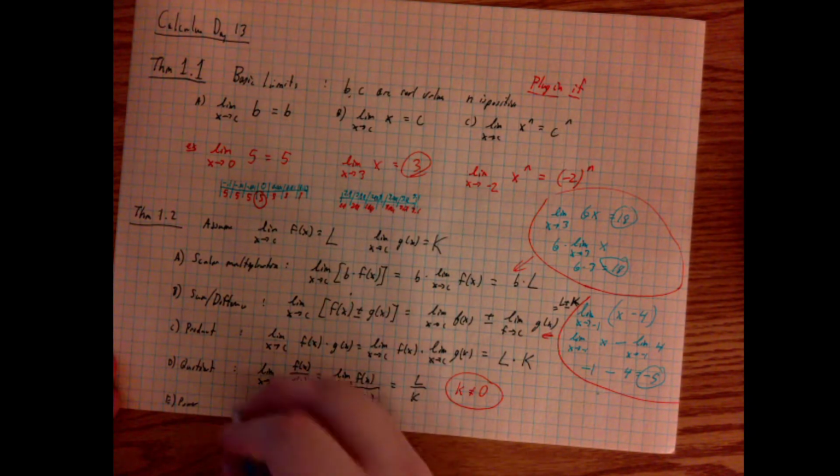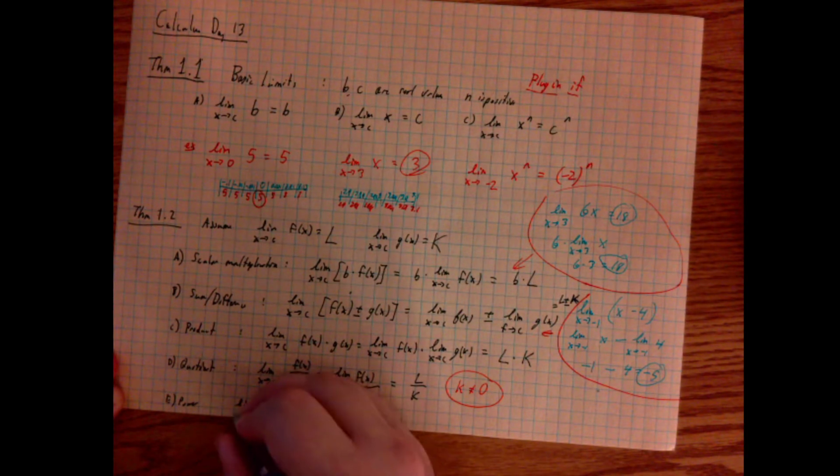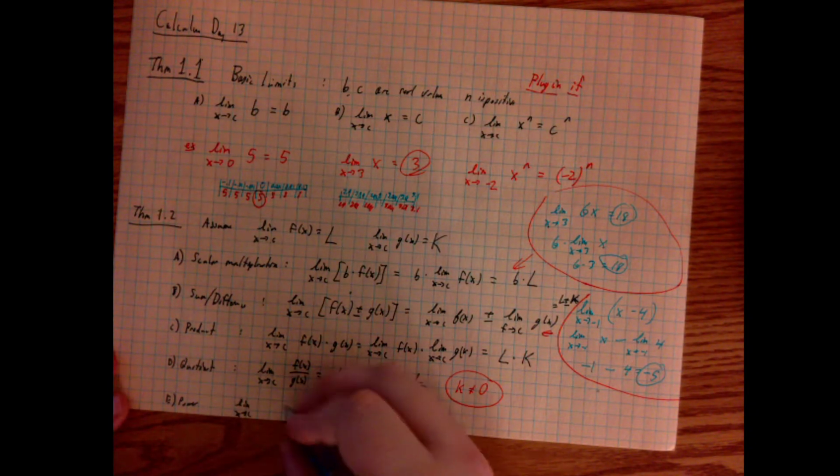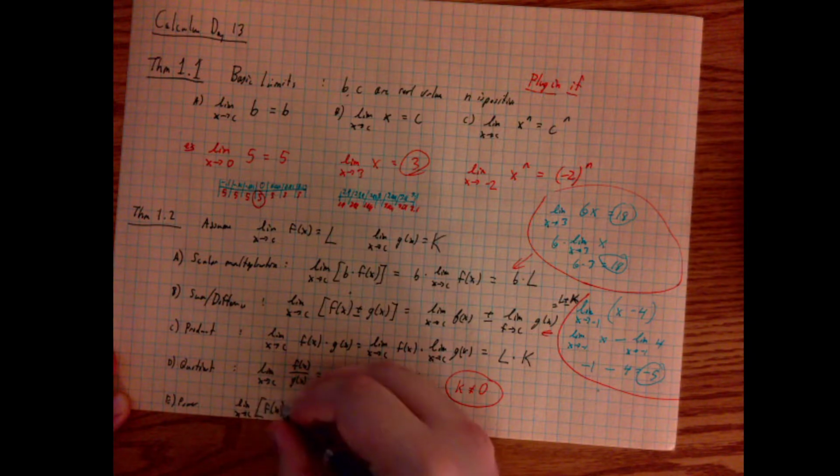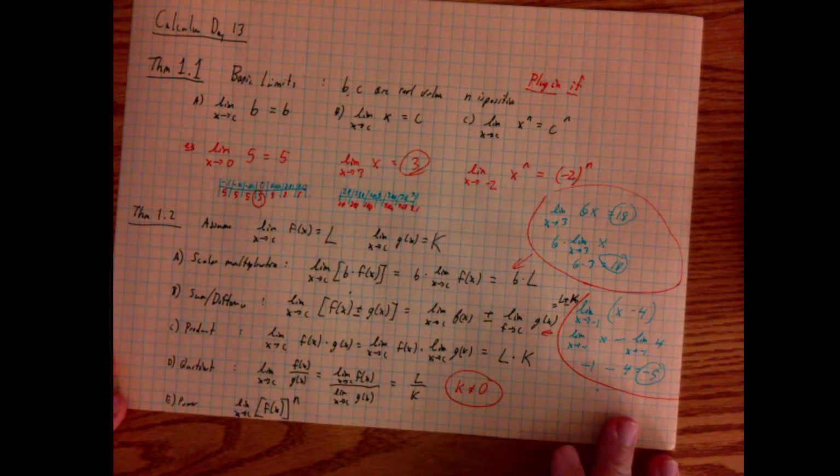The power one says the limit as x approaches c of f of x to the n power.